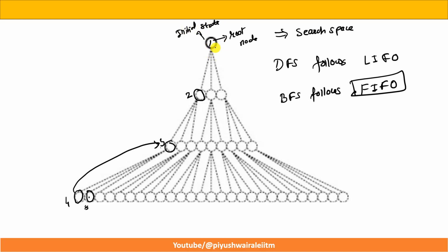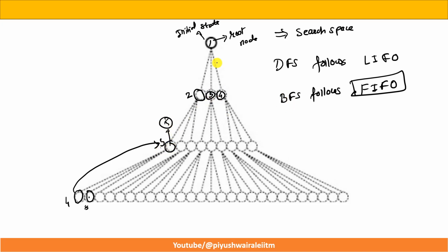So what will be my fifth node in this case? This will be the first and second will be this node, right? But BFS goes level by level, right? So my third node will be this, my fourth node will be this, and my fifth node in the search space will be this, right?